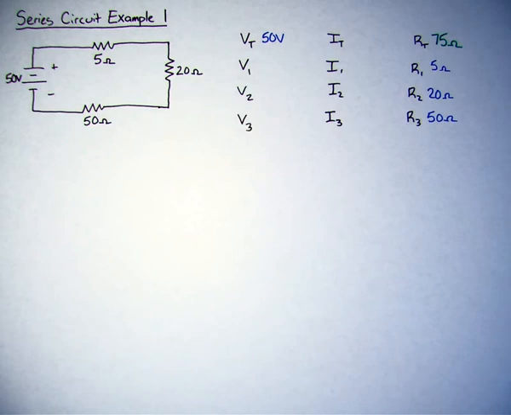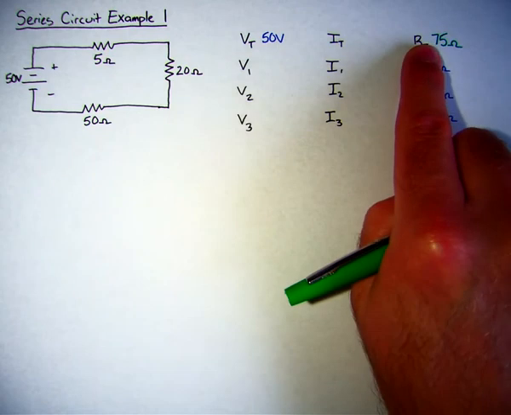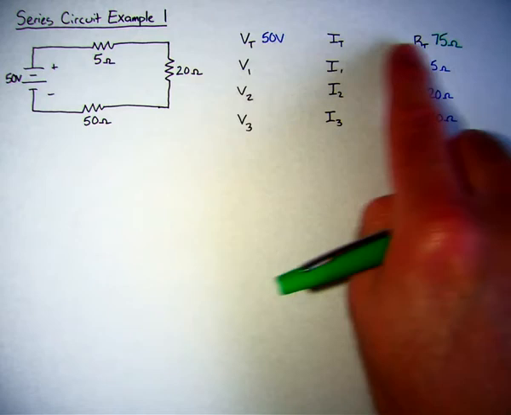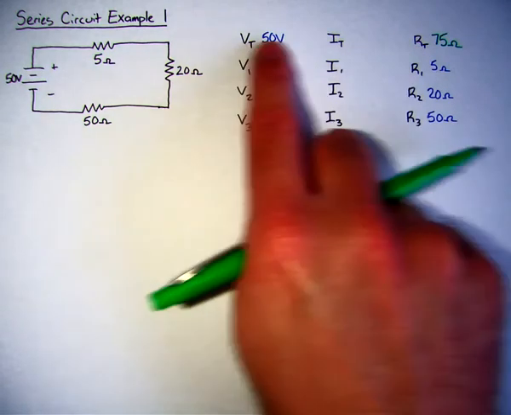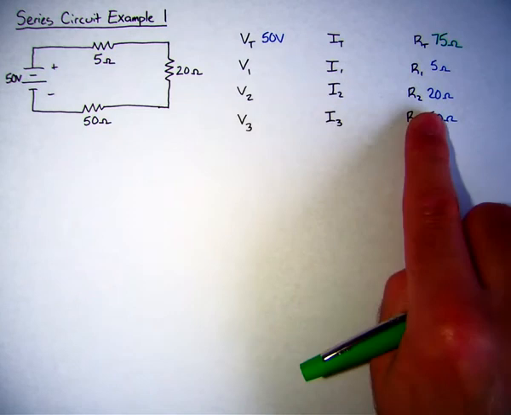Now the next thing I can do, and if you notice the way that this table is set up, I have V, I, and R. It's because Ohm's law applies not only for the entire circuit, but it applies for every single element as well. So I set this up so that the rows are just Ohm's law.